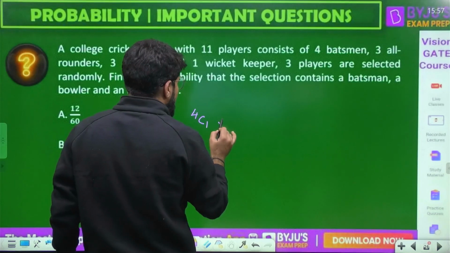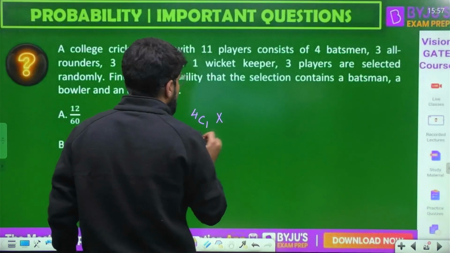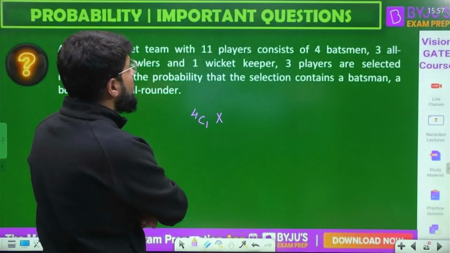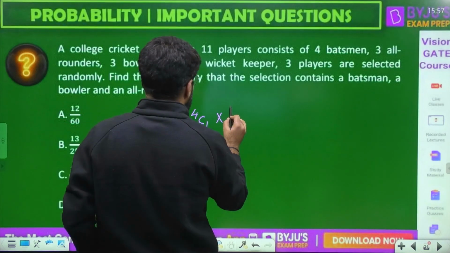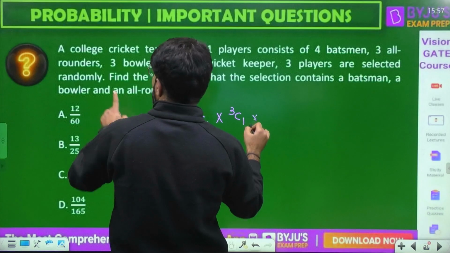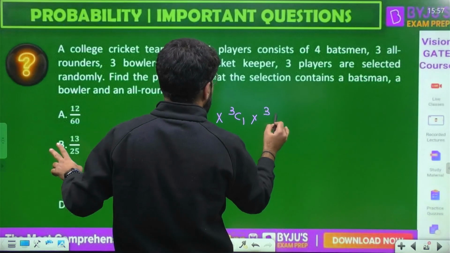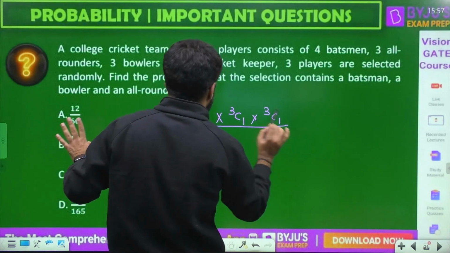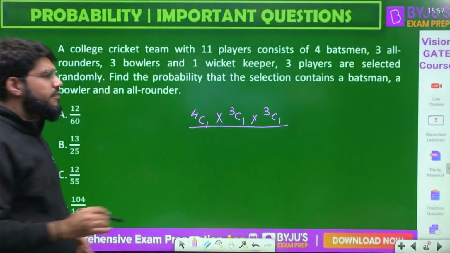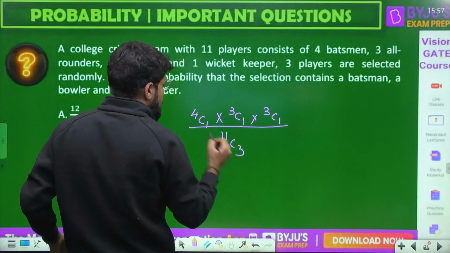Then a bowler. And how many bowlers do I have? 3. So 1 out of 3. And then an all-rounder. How many all-rounders are there? There are 3 all-rounders. So 3C1, divided by, this is my favorable. Total means any 3 out of 11.